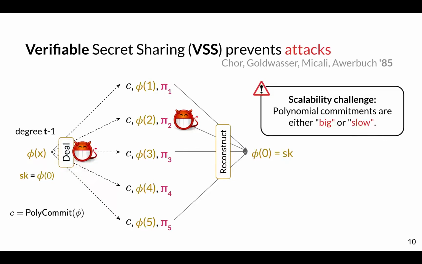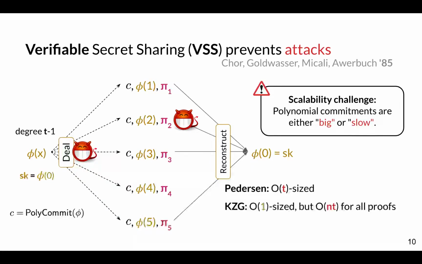Okay, so one scalability challenge here is that these polynomial commitments are either big or slow. In particular, if you look at something like a Pedersen commitment, this is order t sized, so it's a bit big in the threshold t. However, if you look at other schemes like Kate-Zaverucha-Goldberg, or KZG commitment, the commitment is very small, it's constant, but the time to compute proofs is now n times t. And since the threshold t can be n over 2, this can be really problematic for a lot of applications.